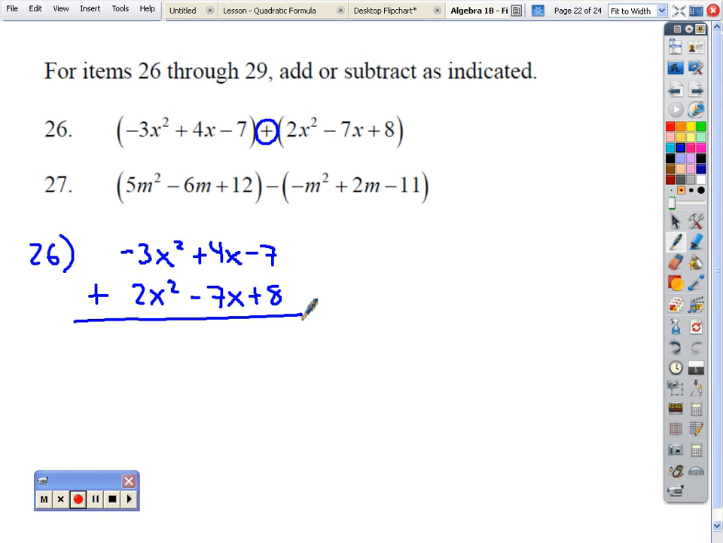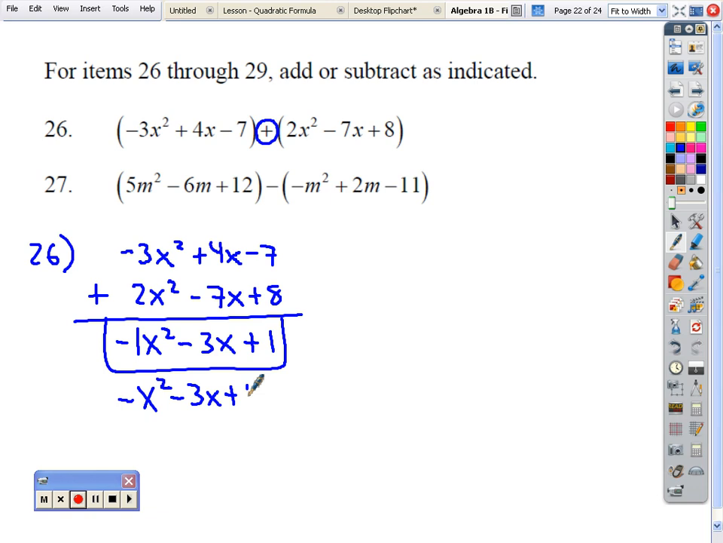Negative 3x squared plus 2x squared is negative 1x squared. You could just write negative x squared, that would be fine. Notice the exponent does not change at all. You have 4x plus negative 7x, which is going to give you minus 3x. You have negative 7 plus 8, which is going to give you plus 1. So this is the correct answer. You may also see it like this. I'm going to write that possibility down as well. Either one would get you full credit.